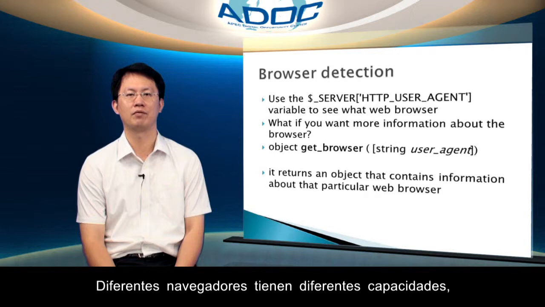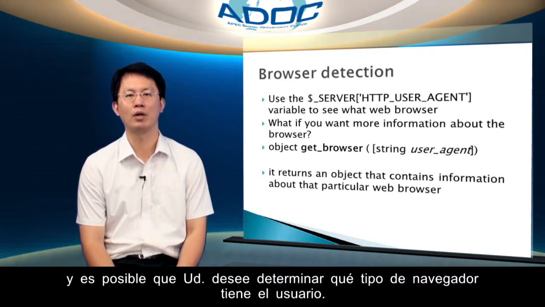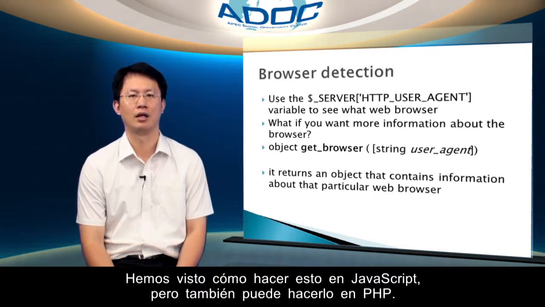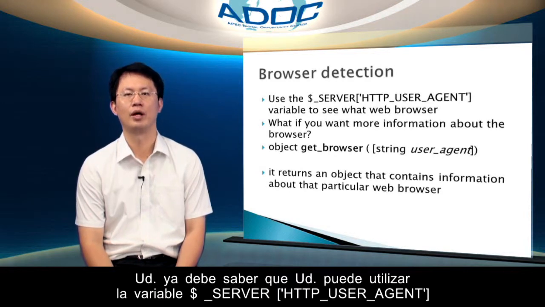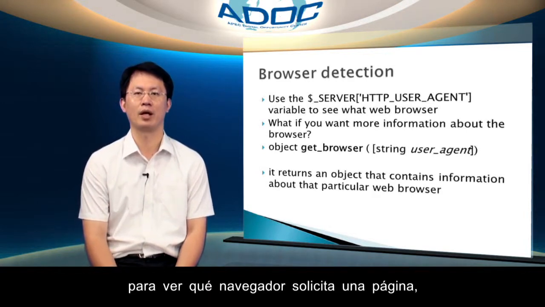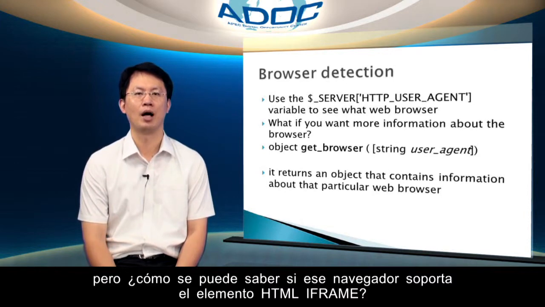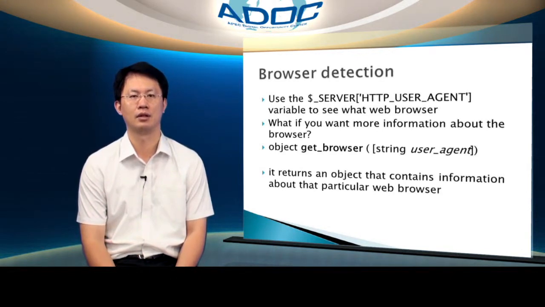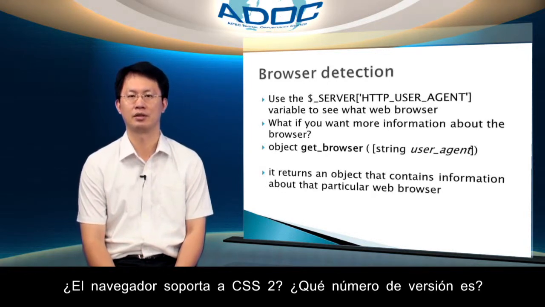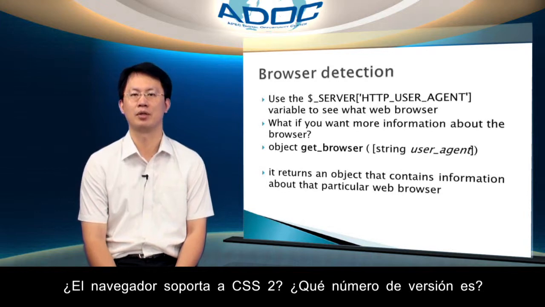And different browsers have different capabilities, and you might want to determine what type of browser the user has. And we saw how to do this in JavaScript. But you can also do it in PHP. You should already know that you can use the $_SERVER HTTP_USER_AGENT variable to see what web browser requests a page. But how can you tell whether that browser supports the HTML iframe element? And does that browser support CSS too? And what version number is that?